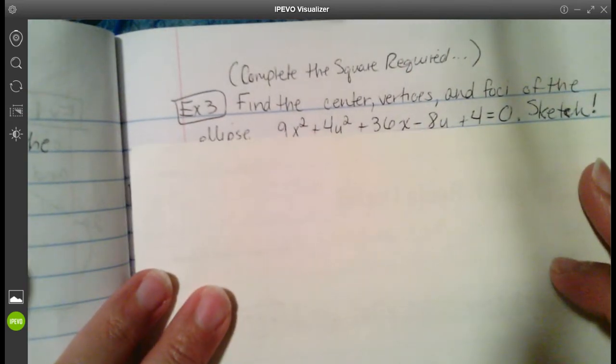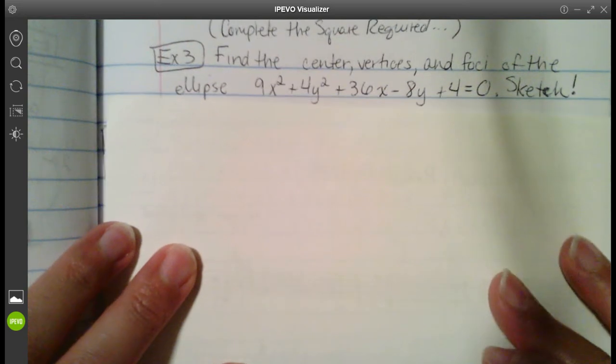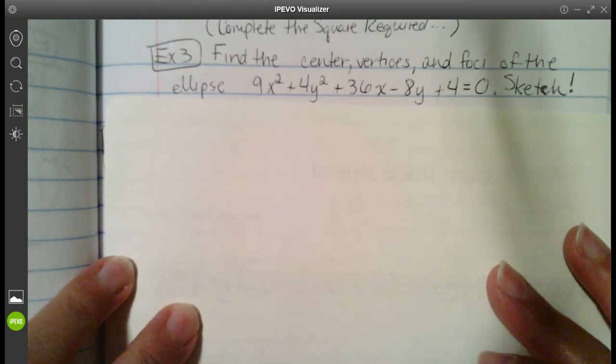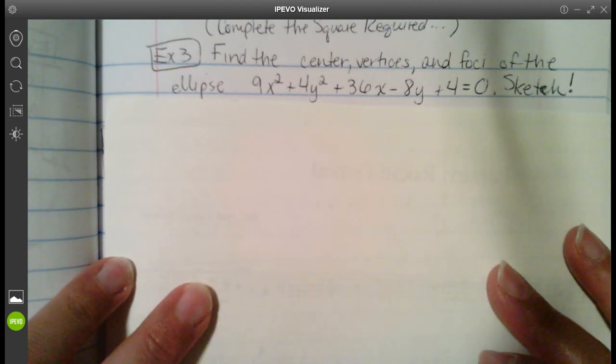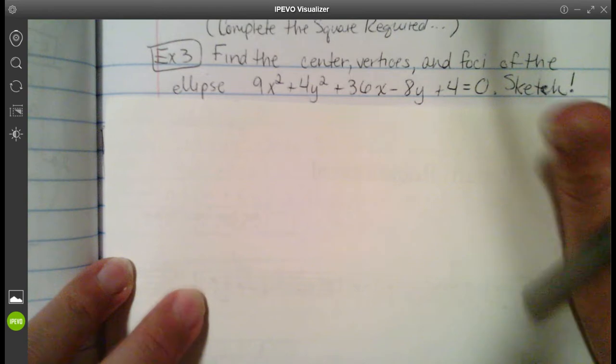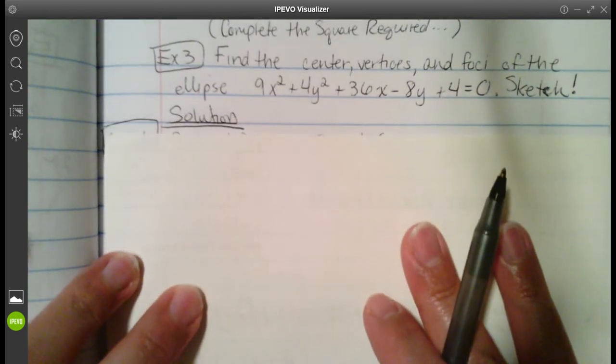We have example 3. We're going to have to complete the square for this one. It says, find the center, the vertices, and the foci of the ellipse of the following. 9x squared plus 4y squared plus 36x minus 8y plus 4 is equal to 0. We also have to sketch it. Okay, so crazy problem. Here's the solution.